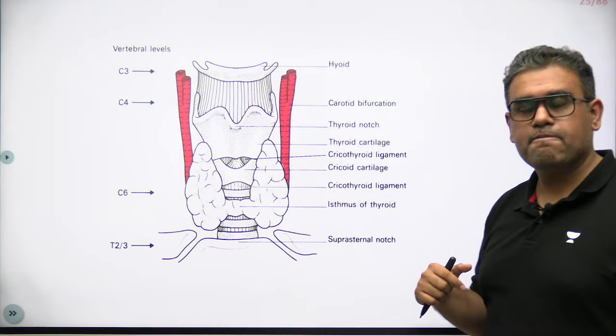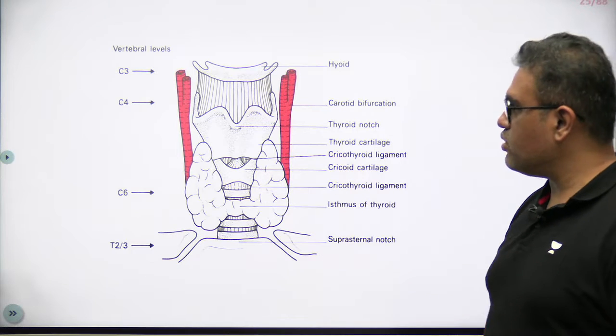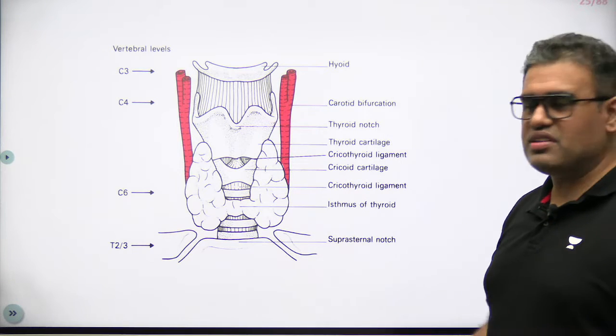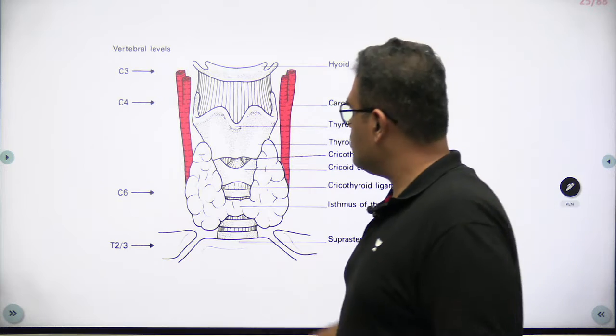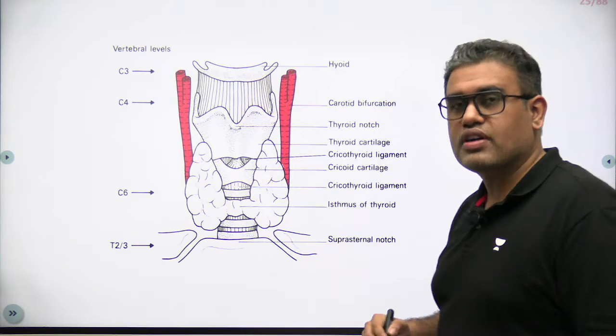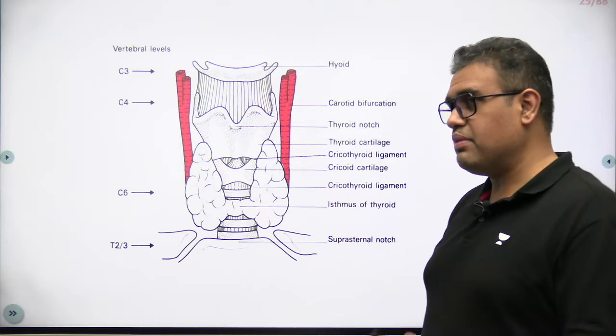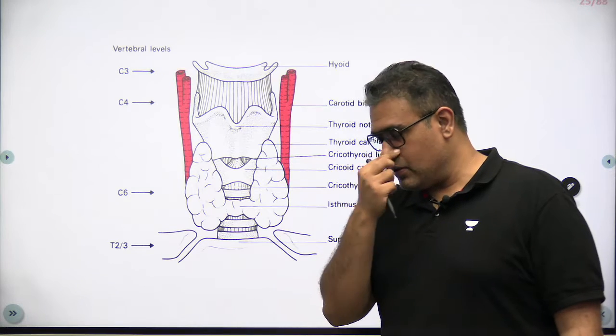Anterior view of the neck, showing you the vertebral levels. This image is important. They are very, very important images. One of the important images is this. So they are showing you the vertebral levels. So that is important. Now, why is this important? Some people may ask, why is this important? I will tell you later on.